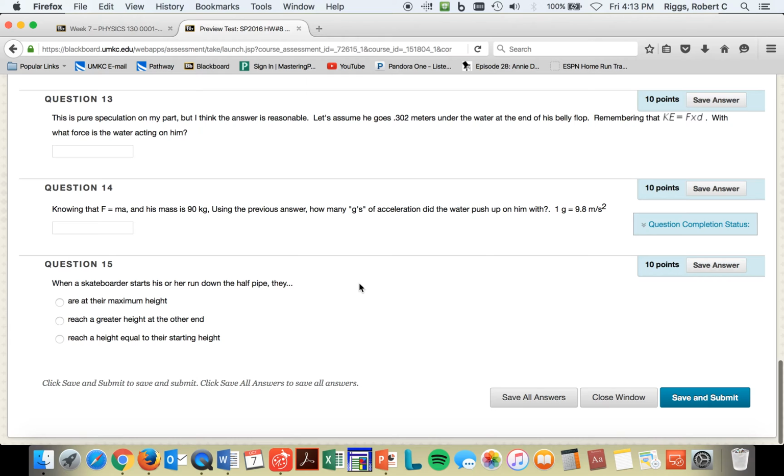Knowing that the force equals mass times acceleration, and the mass is 90 kilograms, using the previous answer, how many g's of acceleration did the water push on him? Remember, find the acceleration and then divide by 9.8. So here you go. In problem 13, you found the force, right? And we know that equals mass times acceleration. And mass is equal to 90. So you should be able to tease out the acceleration, since you know this and you got this from problem 13.